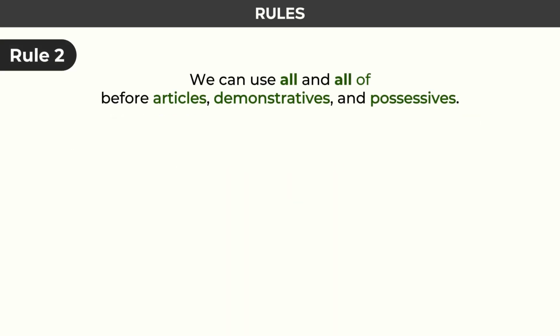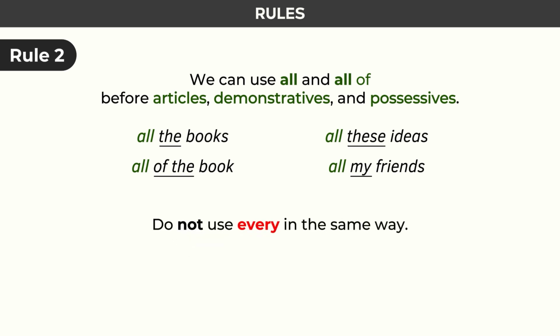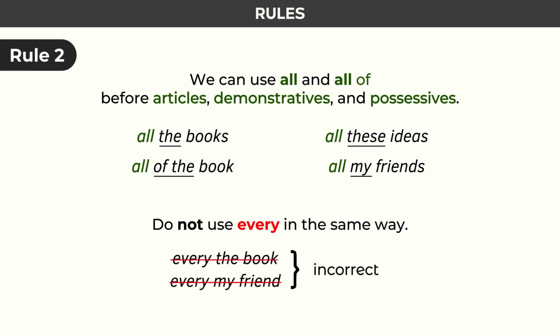Rule 2. We can use all and all of before articles, demonstratives and possessives. For example, all the books, all of the books, all these ideas, all my friends. But we do not use every in the same way. We do not say, every the book, every my friend. That is incorrect.